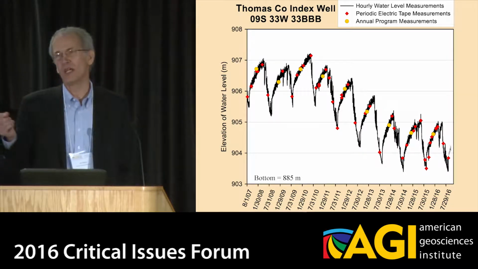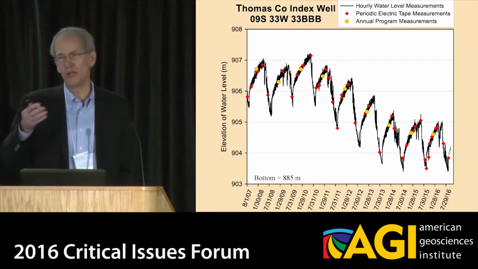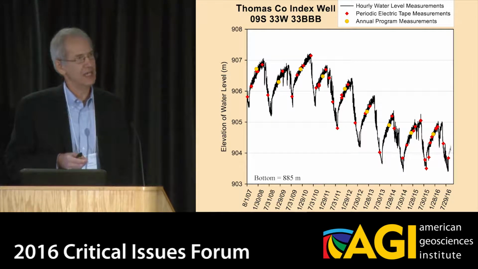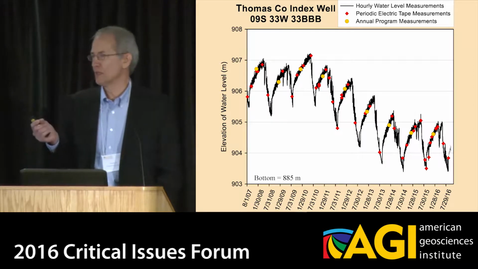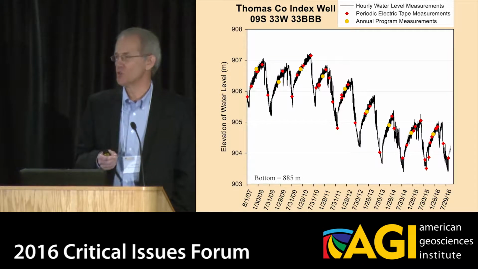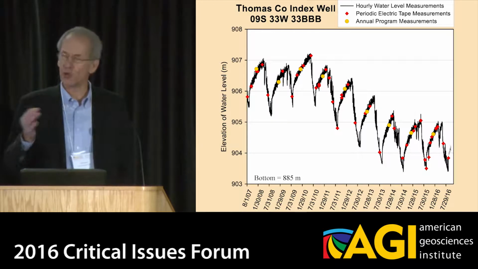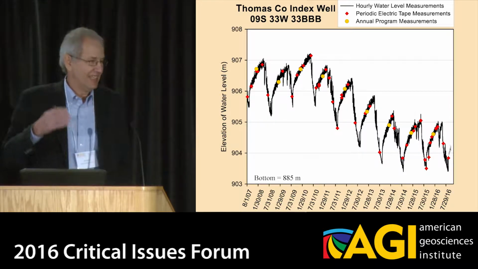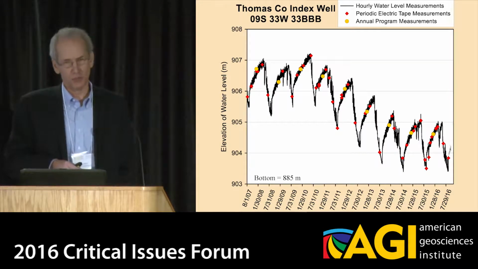The black line is the record from this continuous water level sensor, this integrated pressure transducer data logger unit. The circles and diamonds are manual measurements done to make sure that the electronic instrumentation is working well. The thick black line you see there is not a product of sensor electronics noise. That's actually water level responses to changes in barometric pressure.